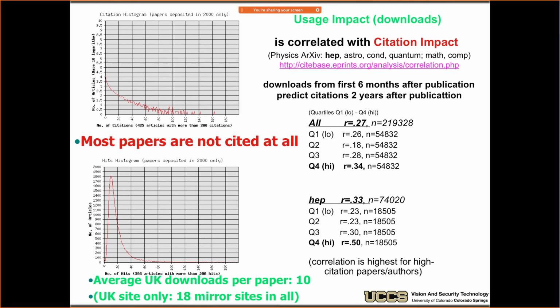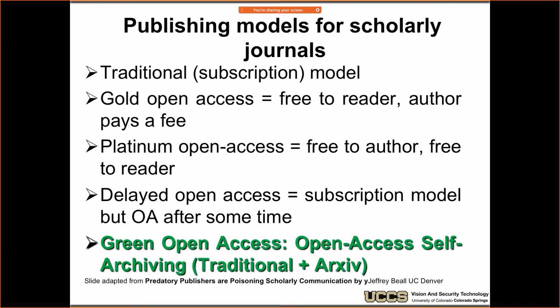And it turns out that usage impacts are strongly correlated with citations. So the more people download your paper, guess what? The more they cite your paper. Not terribly surprising. The easier it is for them to get to and download, the more citations you will get out of that. So coming back to the journal model.